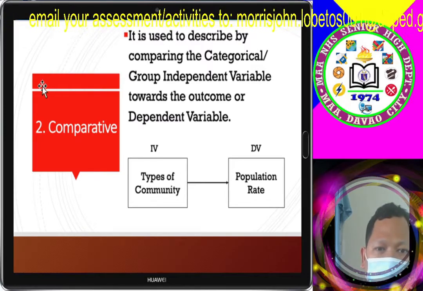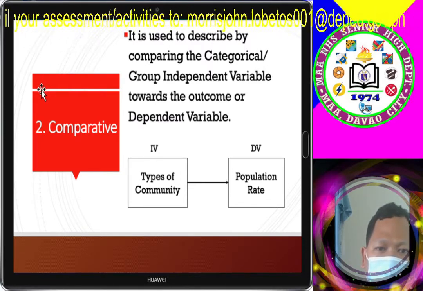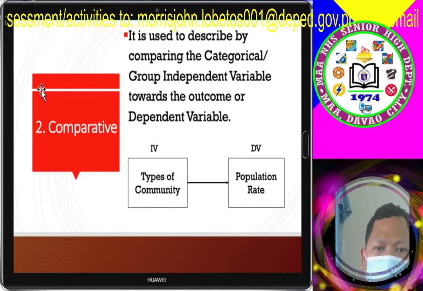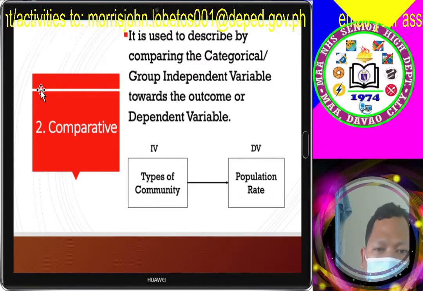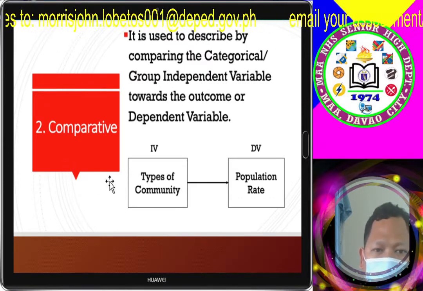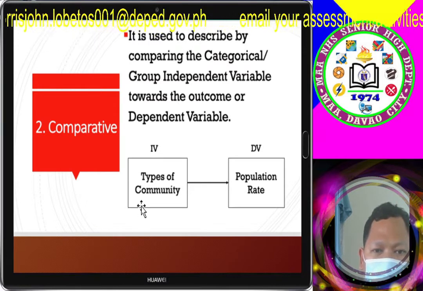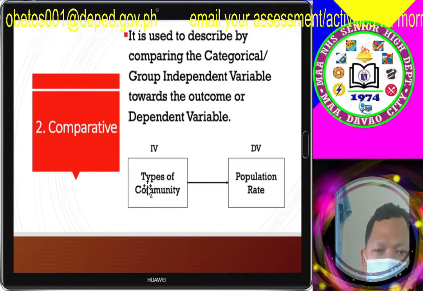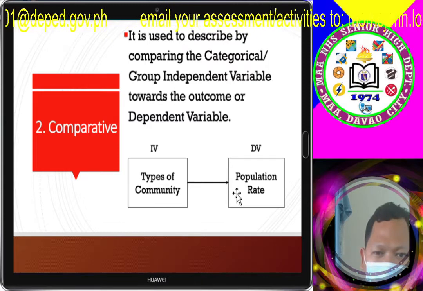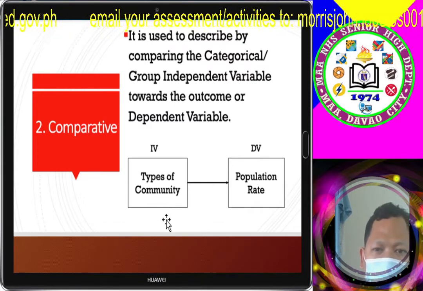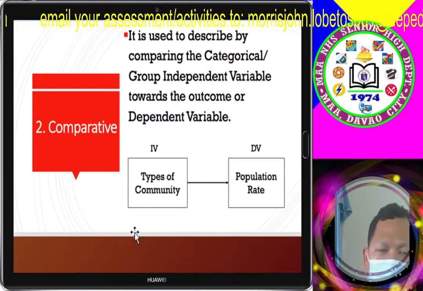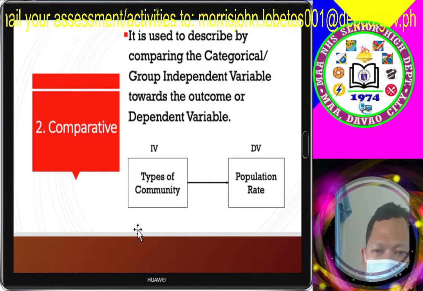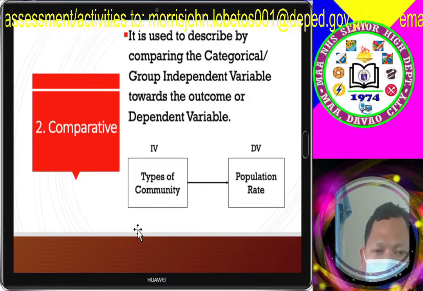Next, we have comparative. It is used to describe by comparing the categorical group, the independent variable, towards the outcome or dependent variable. For example, we have here the IV, so types of communities, this is our independent variable. Then it points out to the dependent variable. So usually this is our type of conceptual framework.